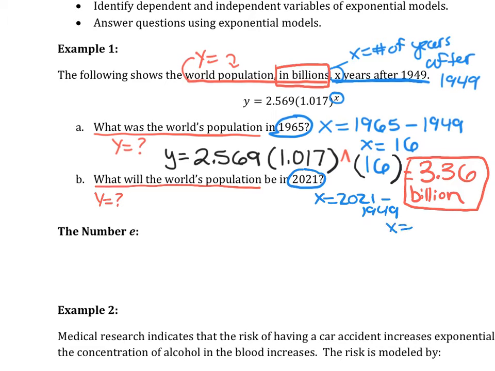So when you type it in your calculator, you would have the 2.569 parentheses 1.017, close the parentheses, then the caret, and then 72 in parentheses. And what do you get when you type that in? Yeah, Leo? 8.64 million. 8.64 billion, yes. Thank you for the units.